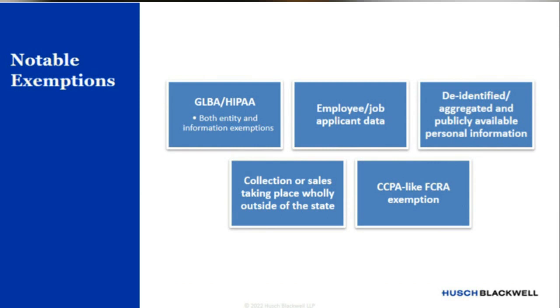Fairly common exemptions for HB 159. There's an entity and information exemption for GLBA and HIPAA. Employee data, de-identified, aggregated, and publicly available information, collection or sales taking place wholly outside of Alaska, and CCPA or CCPA-like FCRA exemptions.